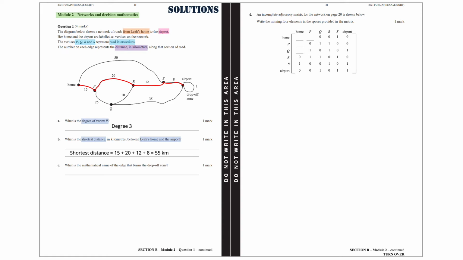Part C. What is the mathematical name of the edge that forms the drop-off zone? That is a loop.